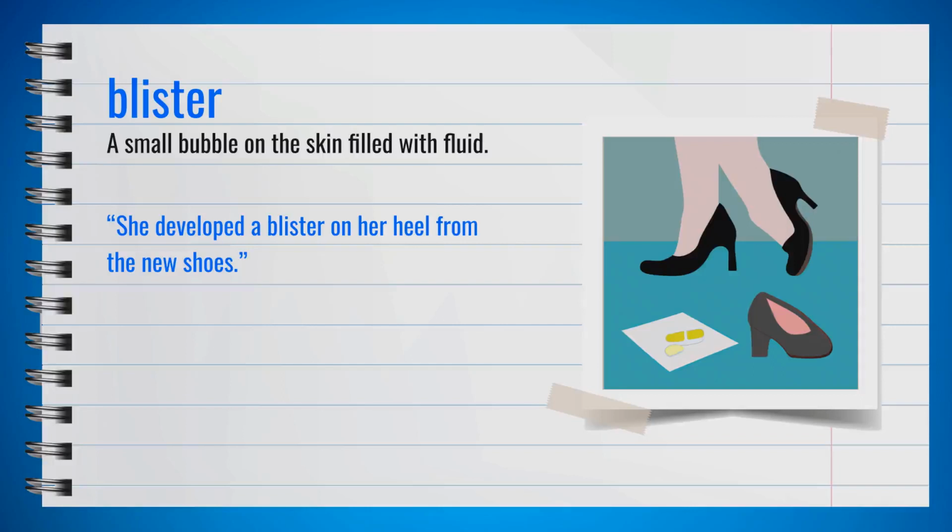The word blister. Blister is a noun. A blister is a small bubble on the skin filled with fluid. An example sentence would be, she developed a blister on her heel from the new shoes. So a blister is a bubble on the skin.